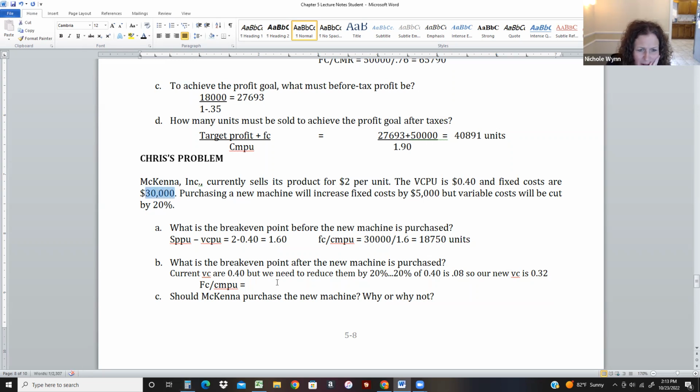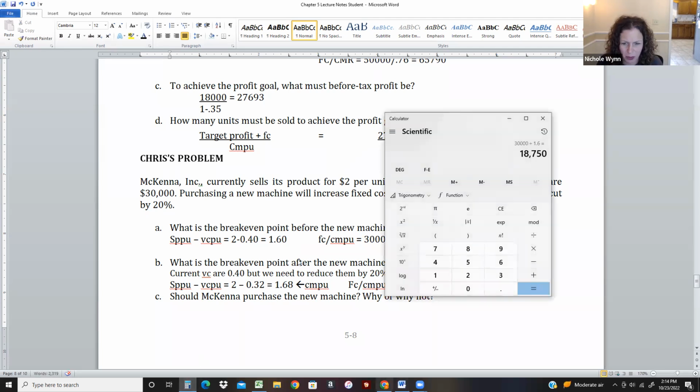So 18,750 was my answer for A, because I just took the 5 and I needed to take the 30,000 of fixed costs. Now my new fixed costs are going to be 35,000, because we're going to increase by 5. But my new variable costs are 0.32 instead of, no, that's not my new CMPU. I'm going to do SPPU minus VCPU, which is 2 minus 32 cents, and so now I make $1.68 per unit. So this is my CMPU. Now my fixed cost divided by my new CMPU of $1.68 will show what it takes to break even with the new machine.